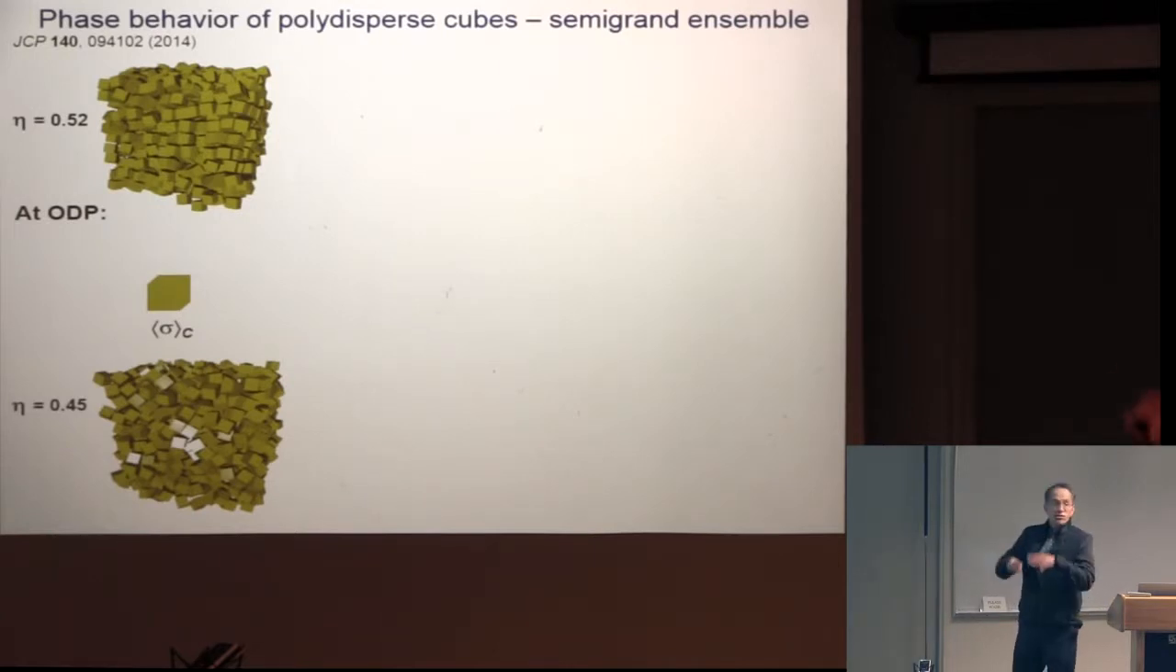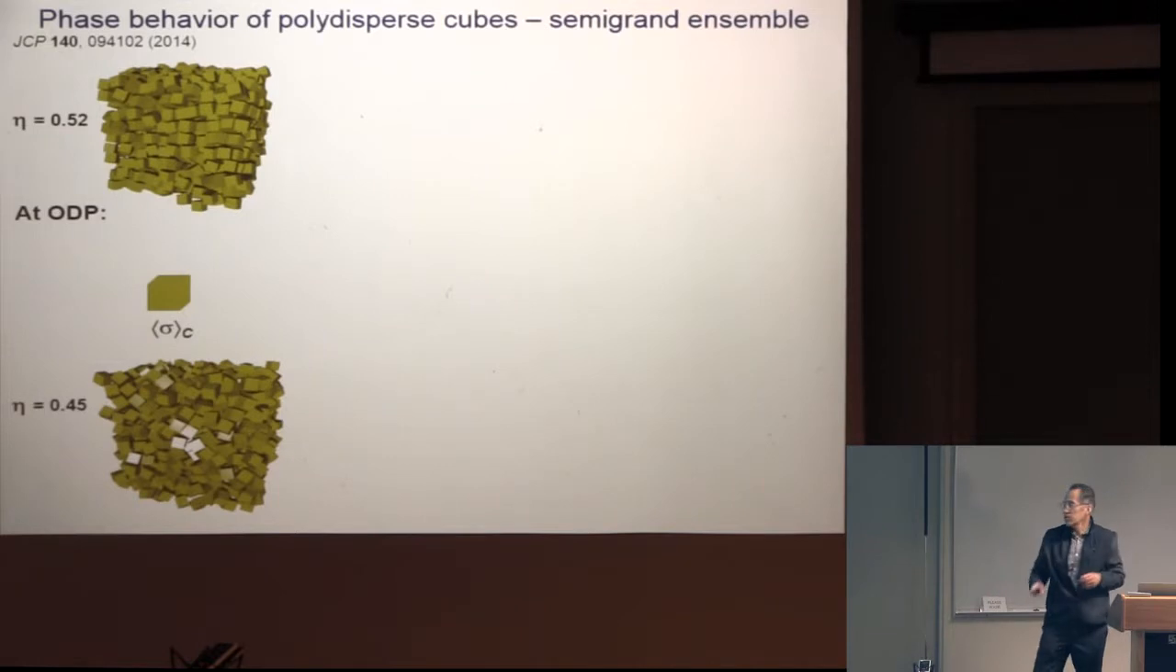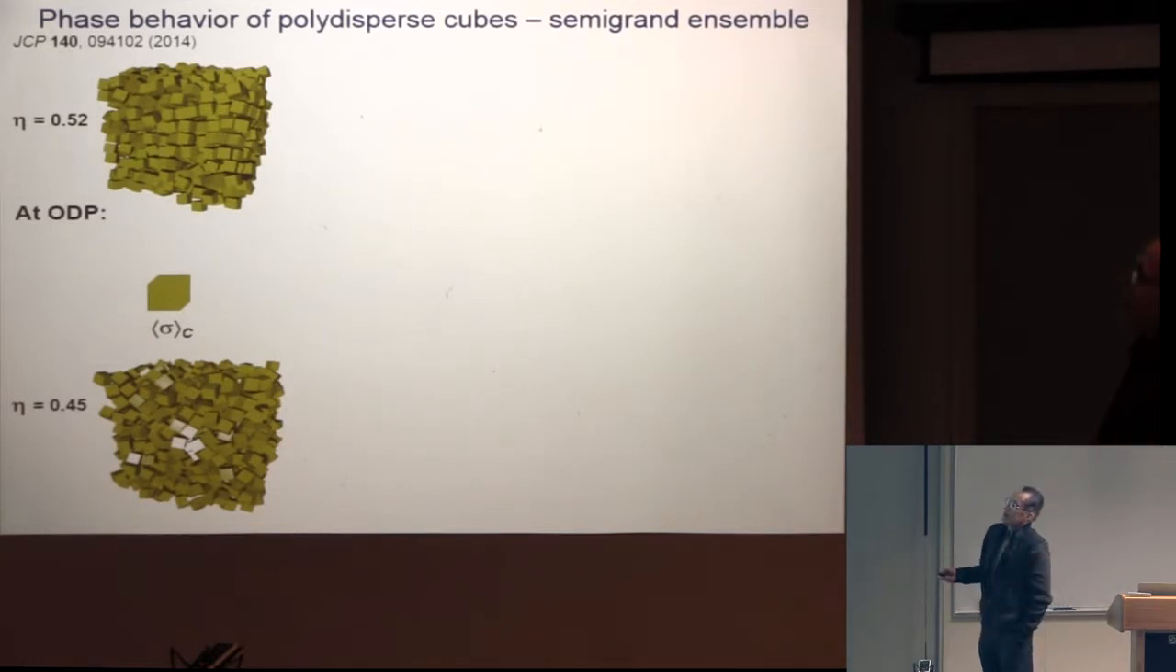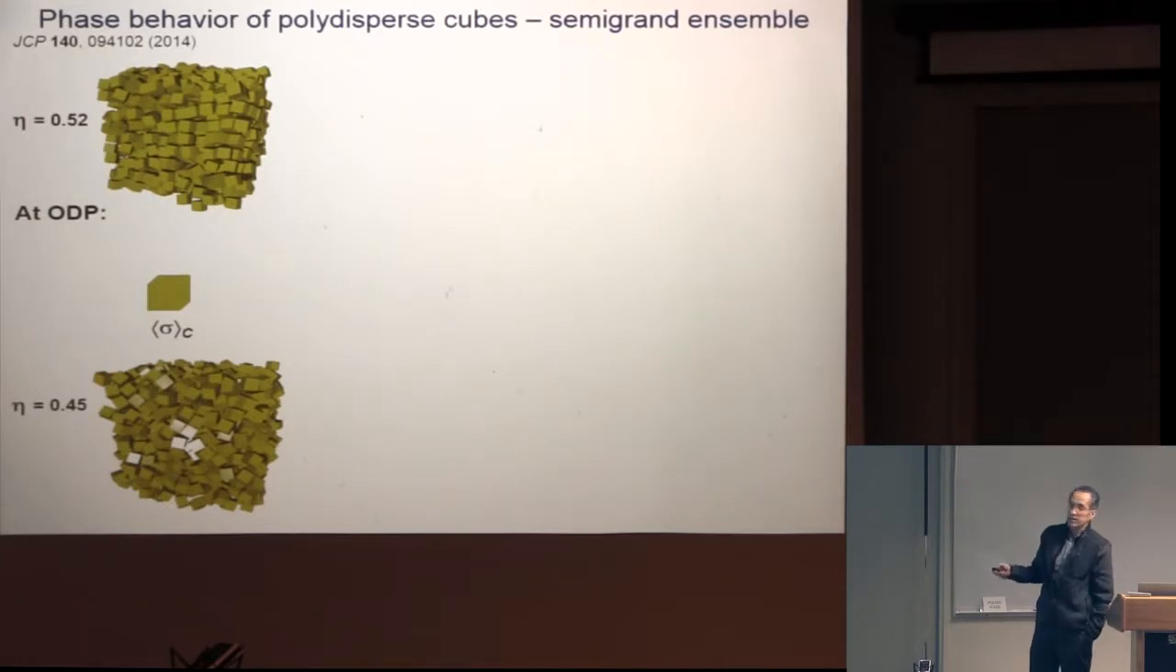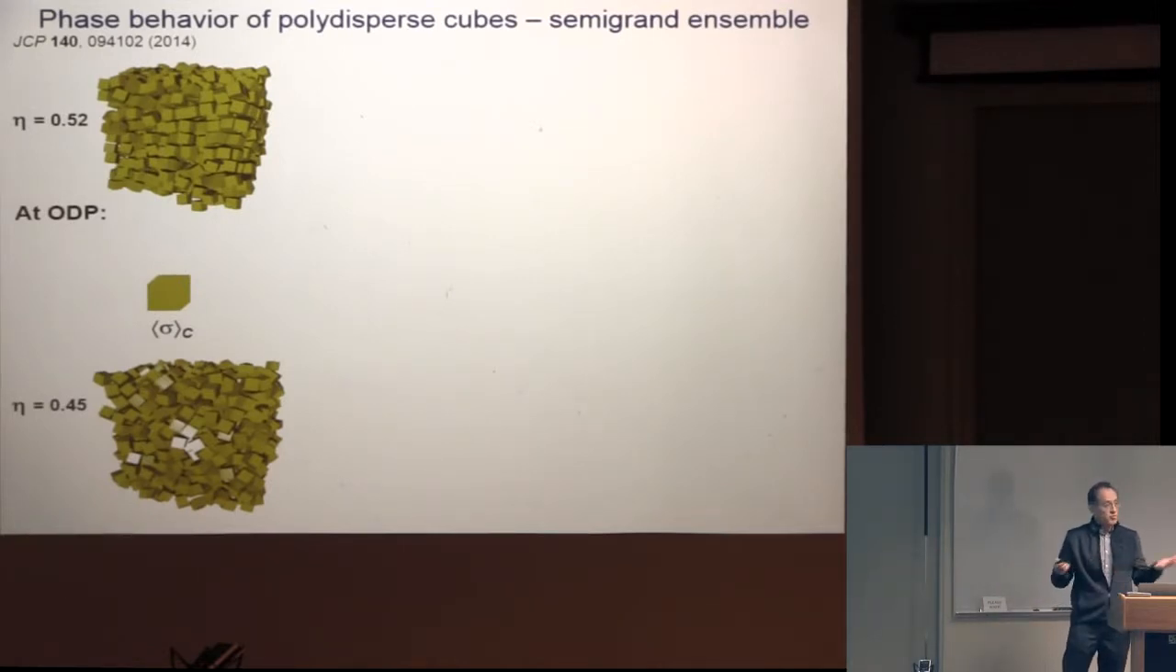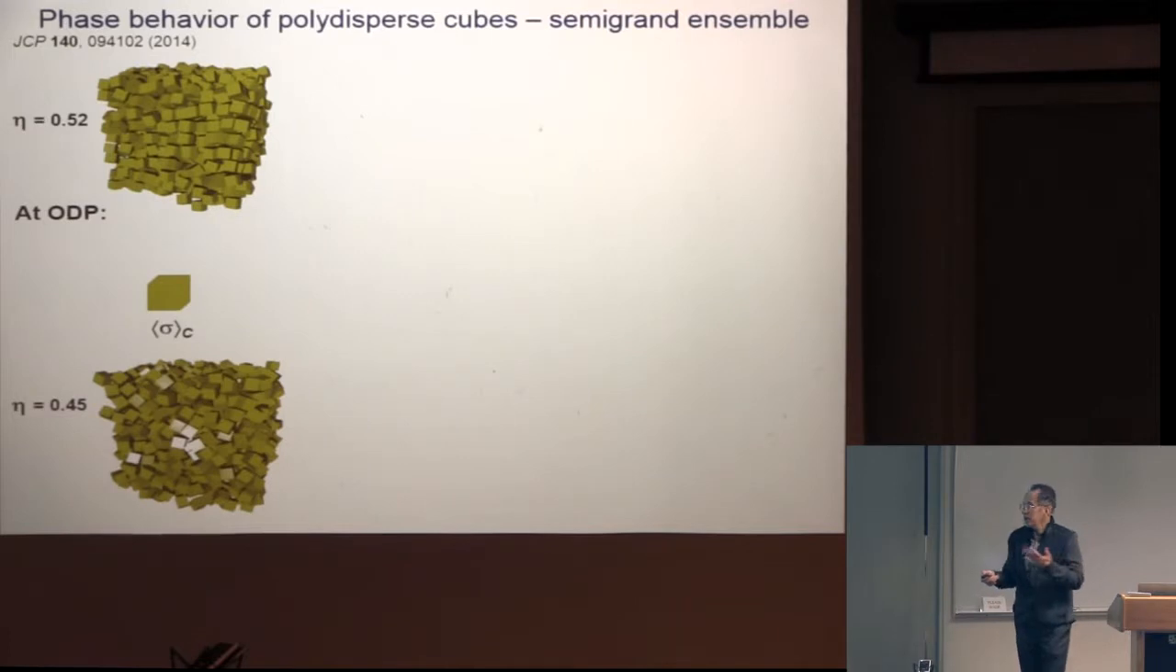And let me illustrate that by giving you some results, again for the case of cubes that I already showed you. So I told you there's some ODP at which you have coexistence between the isotropic and this cubic mesophase. That's for the case of the monodisperse system. But as you know, experimentally, oftentimes you have polydispersity. And you may wonder, how does size polydispersity affect this equilibrium?